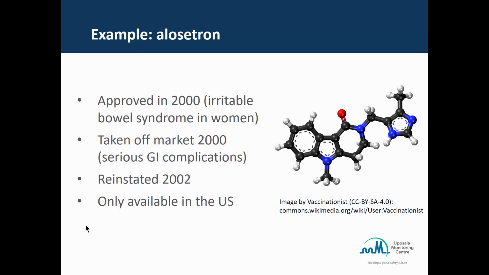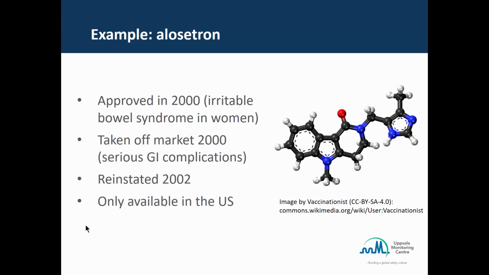And it has quite an interesting history, because it was approved first in the year 2000 for irritable bowel syndrome in women, and then it was taken off the market later the same year because there were concerns of serious gastrointestinal complications, and a few of those were even lethal. Then there was considerable debate and reassessment, and finally alosetron was reinstated on the market in 2002. Another interesting aspect is that alosetron is only available in the US still.